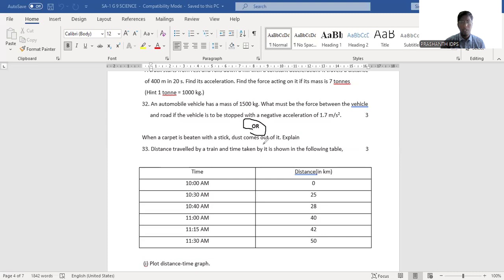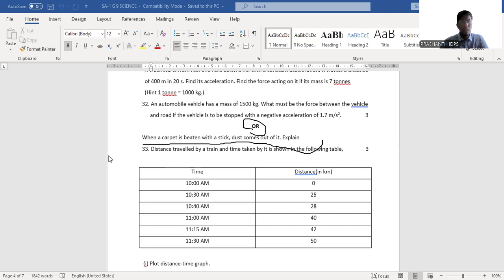Now, here also you have internal choice. When a carpet is beaten with a stick, dust comes out of it. Explain. This is also a direct, simple question. I have prepared the answer for it, and I will give the key sheet in the description. Then it is easy to learn the answer.